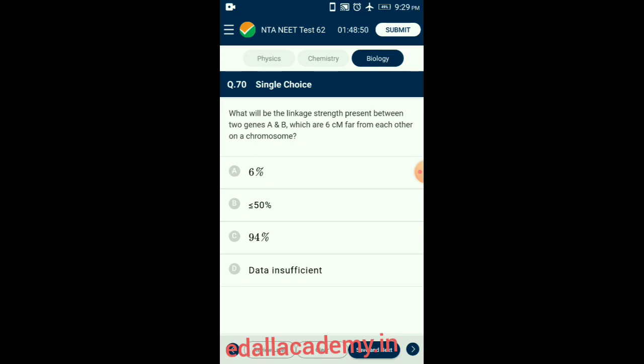These distances can also be expressed in Morgan units. 1 Morgan unit represents 100% crossing over. So here the linkage strength present between two genes A and B is 94% because they are 6 centimorgans far from each other on the chromosome. So the answer is option C, 94%.